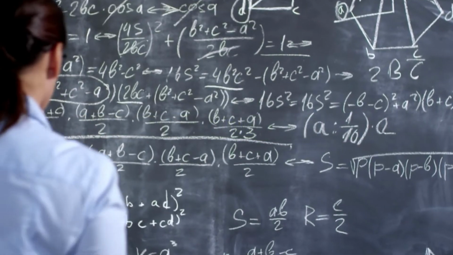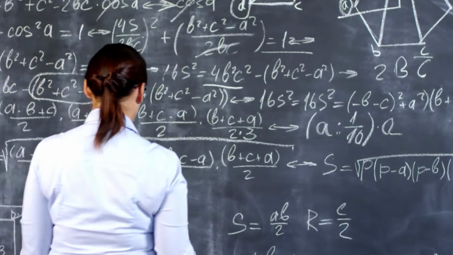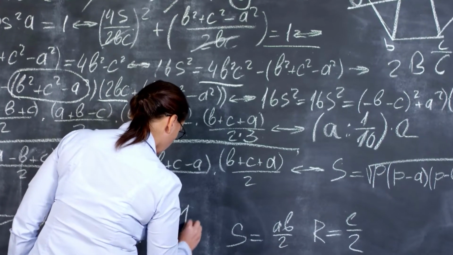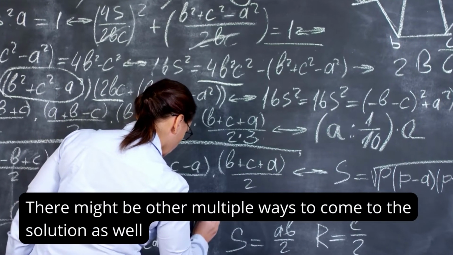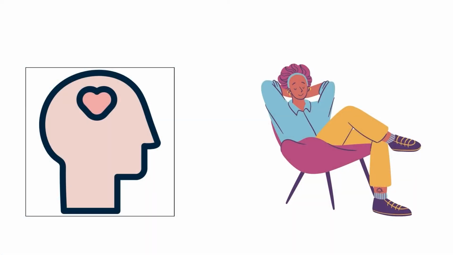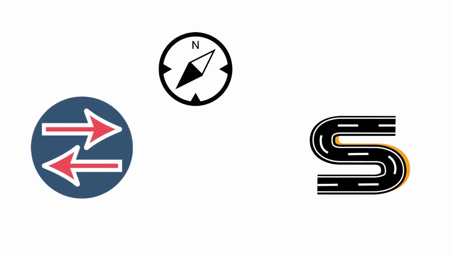You know, when we are trying to solve a problem, the way we approach the problem might not be the only way to figure out the solution, but there might be other multiple ways to come up to the solution as well. So, when we let our mind relax, which is in a diffuse mode, we can come up with other multiple ways to figure out the solutions to that problem.